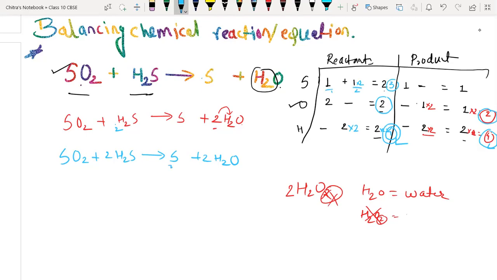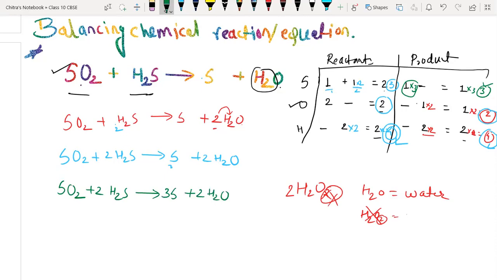So in the next reaction, the balanced chemical equation, I'm going to write with the help of green ink. SO2 plus twice H2S equals, see, we are multiplying the product side here by 3. So 1 into 3 will become 3, and sulfur will also get balanced. So here we have 3S, 3 sulfur plus twice H2O.